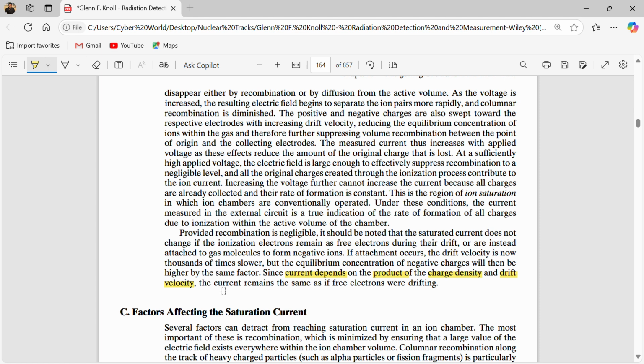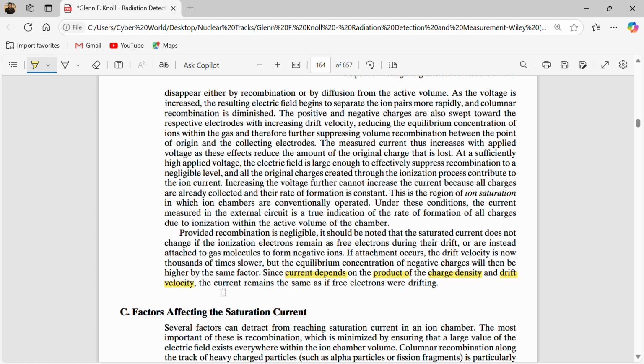The higher the charge density, the more current is formed. The higher the drift velocity of the ion pairs inside the gas chamber, the more current they produce, because ions with greater drift velocity can produce more current. More drift velocity means they are more thermal in motion. As they are more in thermal motion, they vibrate and fluctuate more, and due to that the charged particles move, and due to the movement of the charges they produce more current. So this is the concept behind the production of the current.